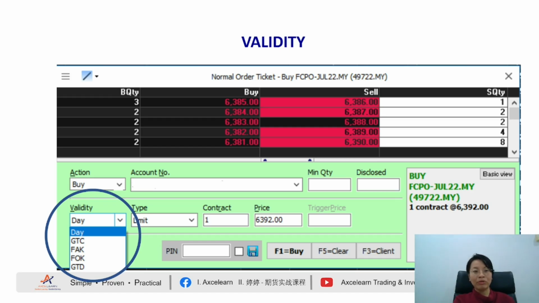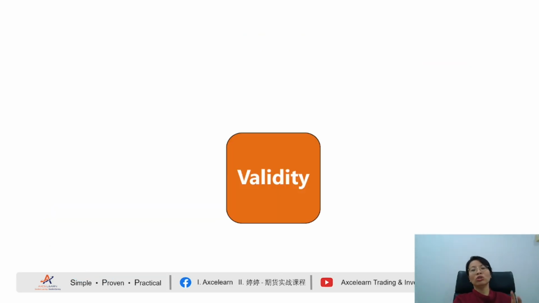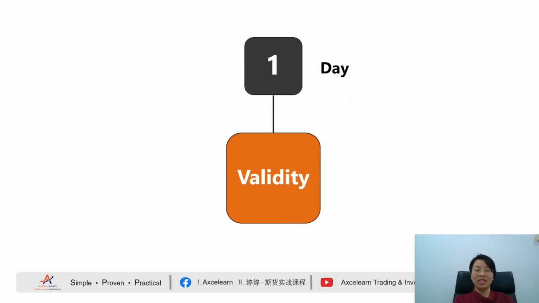So let's separate all these different types of validity and identify which validities are commonly used. Three different validities are commonly used. The first one is the day order. You can see on all trading platforms, if you don't do anything, they commonly have a day order by default. I believe many of you, when you started with your futures trading, did not even notice that there are different types of validity available. So we have a day order by default.